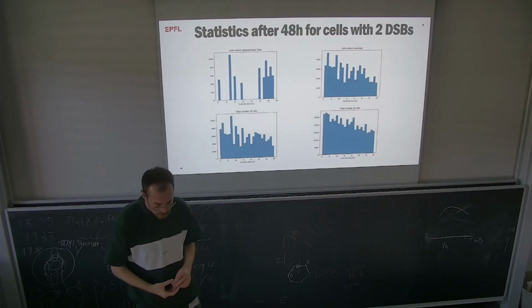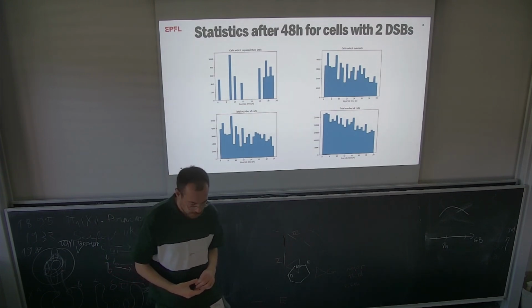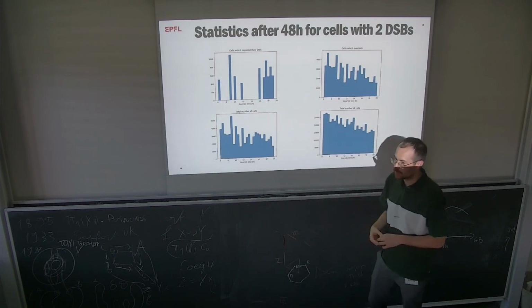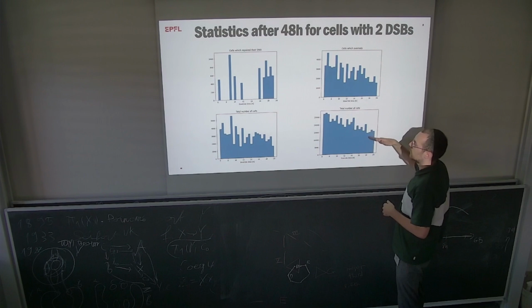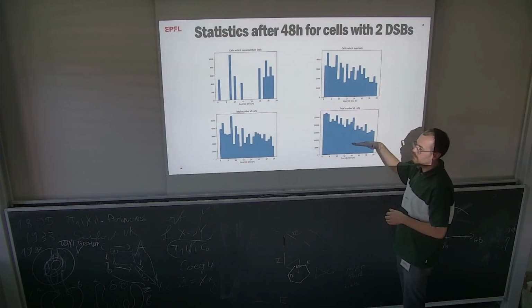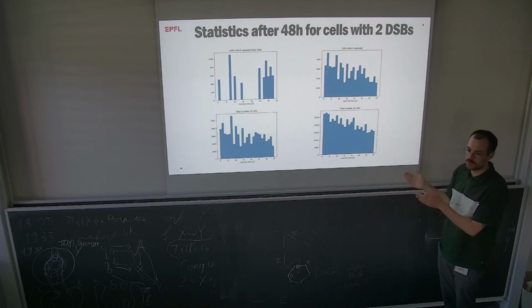For the 2 double strand breaks, something quite surprising is that if I kept the same parameters, so not changing the probability, I get something that is just going down. And that's not what we observe at all in nature. Actually, with 2 double strand breaks, they rest for a longer time, which makes sense because they have more to repair.